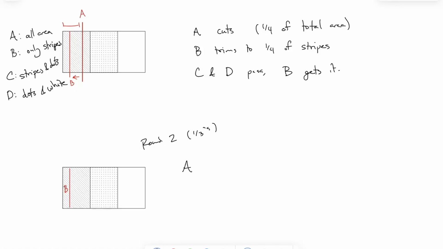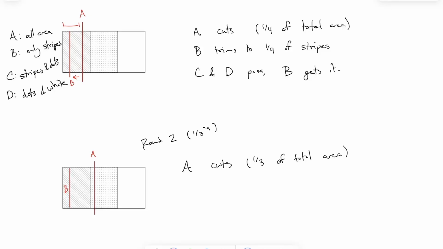So A again cuts. This time it'll be 1/3 of the total area, which I think will be something like there. Again, this is a little difficult to eyeball, but it should definitely be slightly to the right of that line dividing the stripes from the dots. All right, this is 1/3 of the total area. That's A's cut. B has already left the game, so B doesn't get to evaluate, but C can look at this. C likes the stripes and the dots.